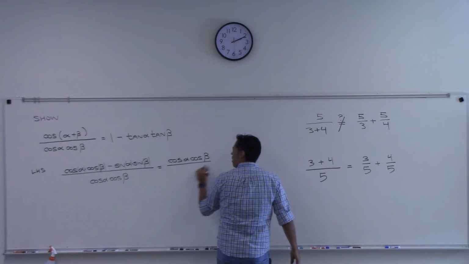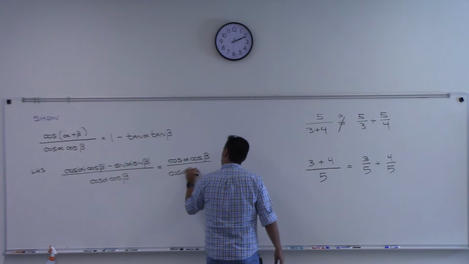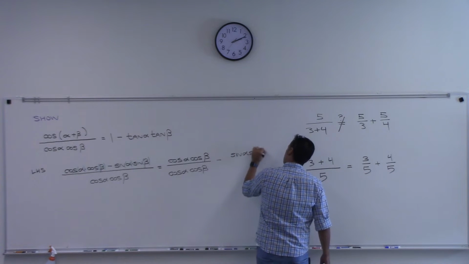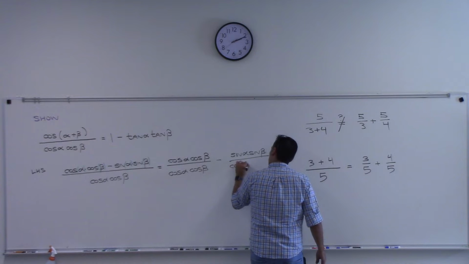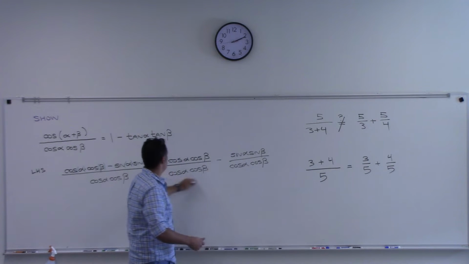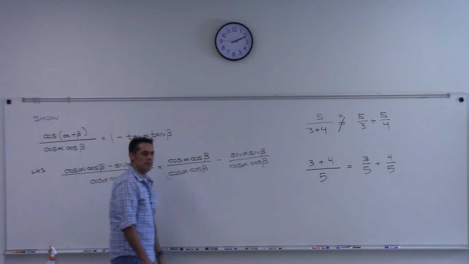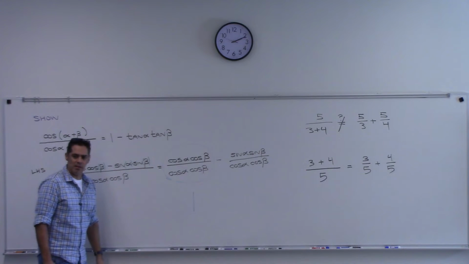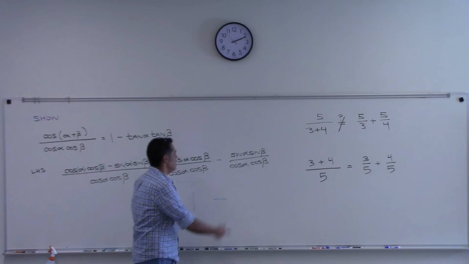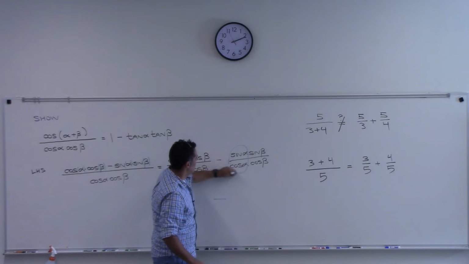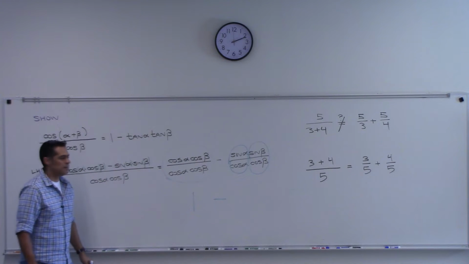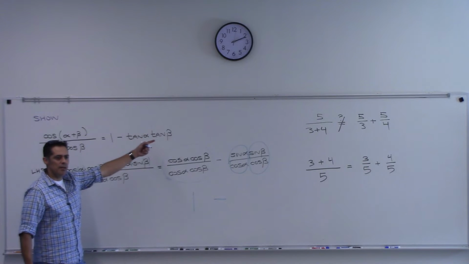Cosine alpha, cosine beta over cosine alpha, cosine beta, minus sine alpha, sine beta over the cosine alpha, cosine beta. This is a 1, right? That's itself over itself. Same thing over itself. Minus, and then this is tangent alpha, tangent beta. And that's what we were trying to get to, right?